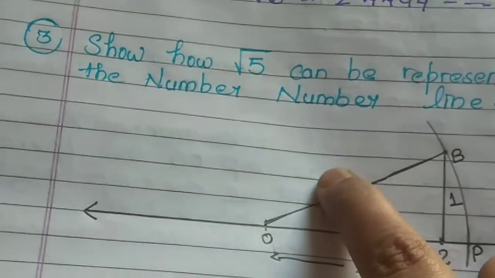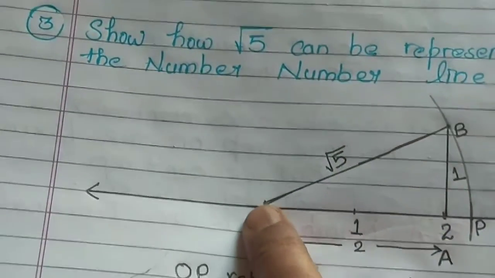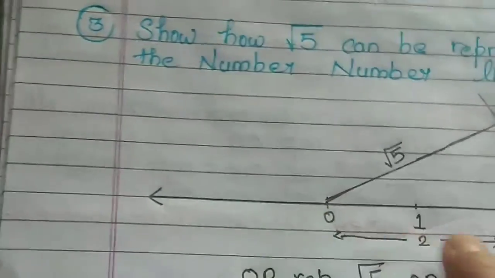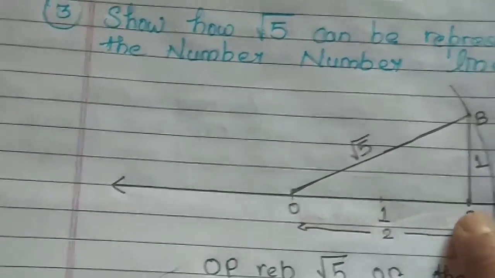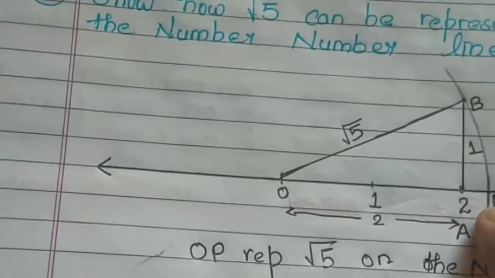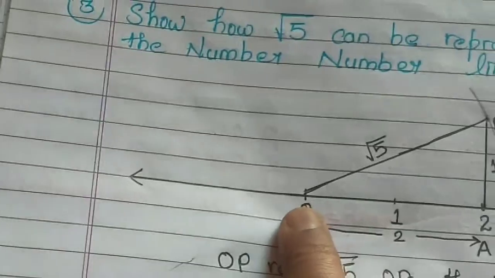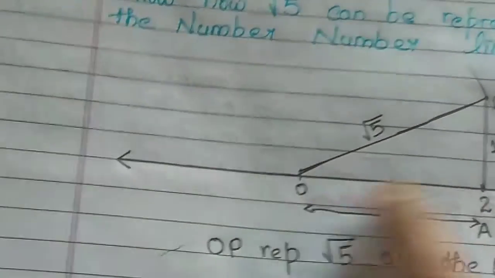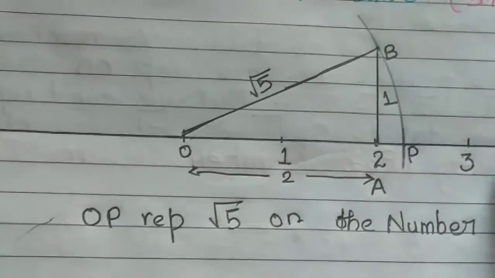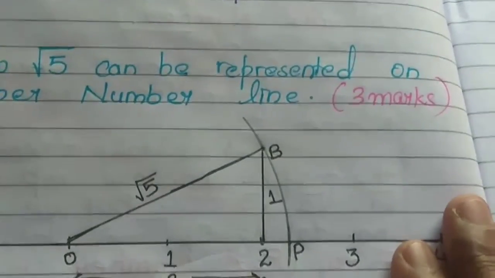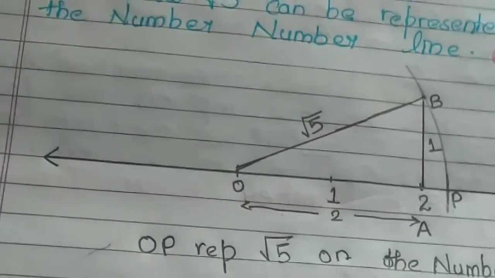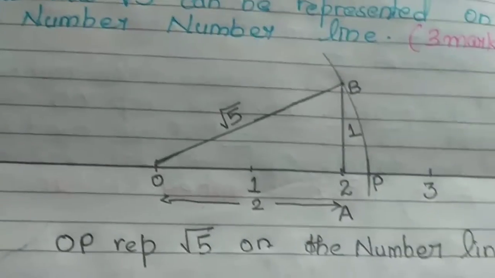So we will get the hypotenuse root 5 by putting the divider at 0 and extending up to B, and making an arc which intersects the line on the number line between 2 and 2.5. Mark it here P, and from O to P we will represent root 5. So like this you can explain it. It is of 3 marks. So if explanation is there, you can write the steps of construction, or that kind of explanation also you can write.